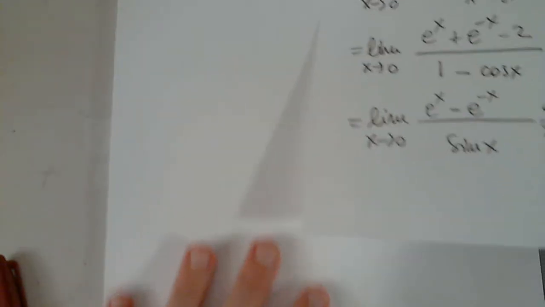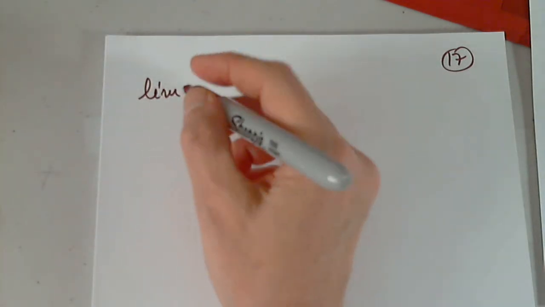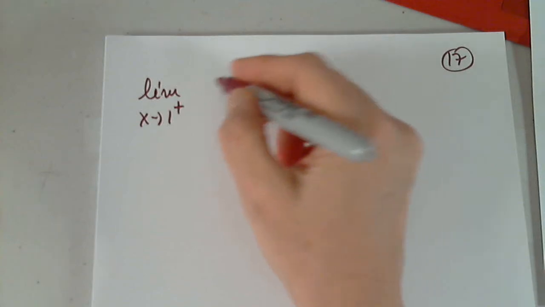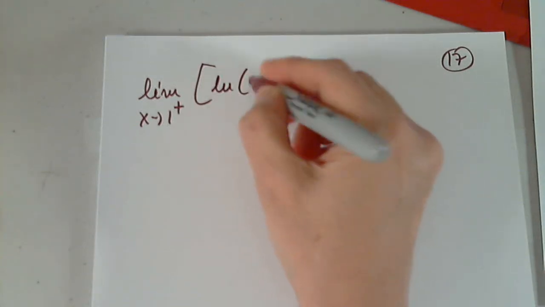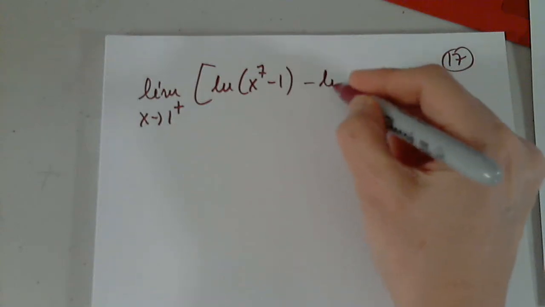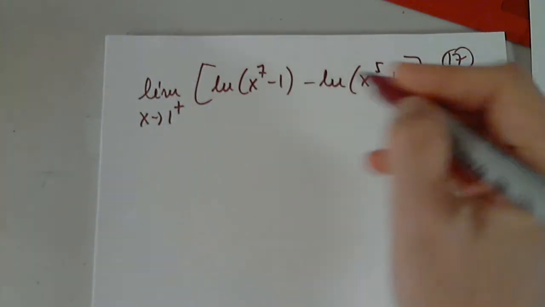Here's an interesting one. Limit as x approaches 1 from the right of natural log of x to the 7th minus 1 minus natural log of x to the 5th minus 1.